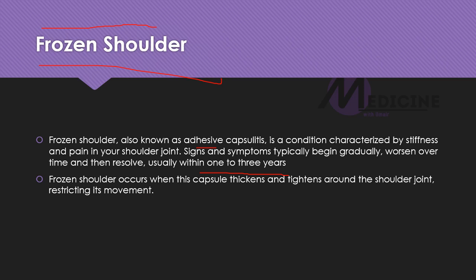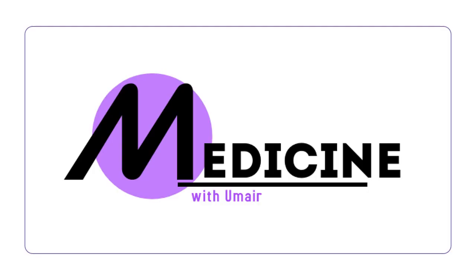Some doctors do prescribe steroids, but the point why I'm adding this slide in this topic is that frozen shoulder is not a disease of rotator cuff muscle. It's a disease of the joint capsule and the ligaments surrounding it, restricting its movement. In this condition, rotator cuff muscles are normal, but the capsule, or you can say the joint, is involved, not the muscles. So by this, I conclude this lecture.